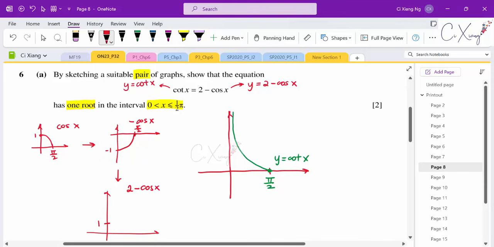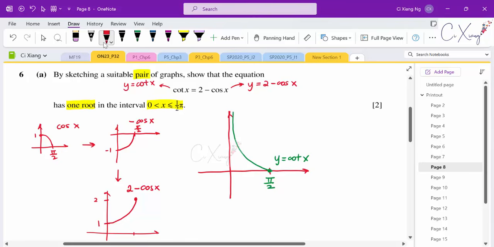Then at pi over 2, you move up 2 units. So that means it might be having 3. Oh, sorry. Is it 3? Wait, yeah, it is 2, sorry. Should it be 2? Yeah, it should be 2. So that means at pi over 2, your curve will pass through 2. So your graph will look something like this. Okay, so this is how I get my negative cos x.